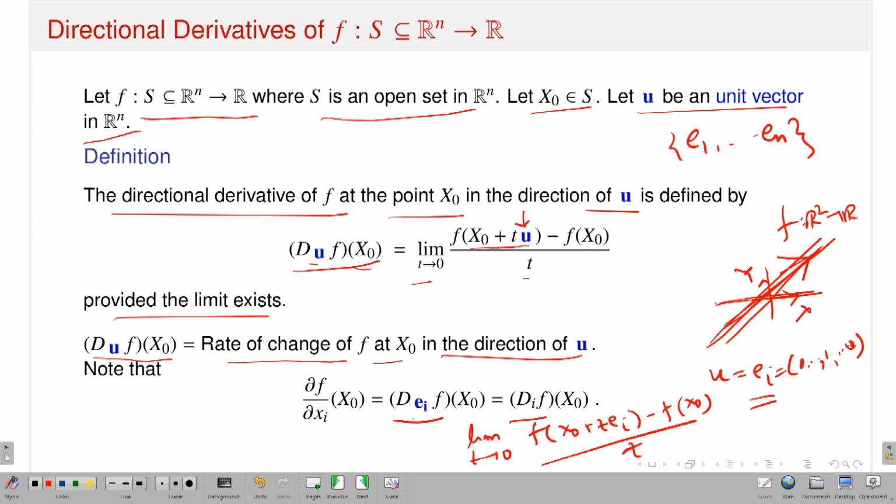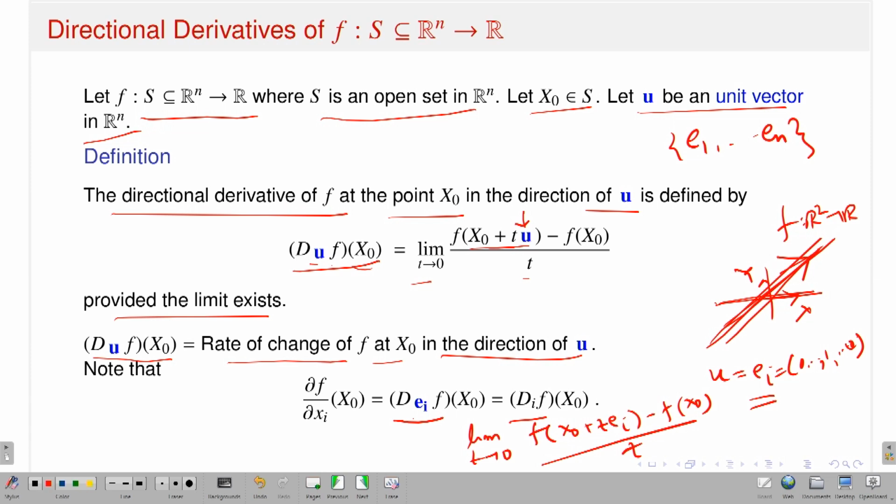So the directional derivative is very general. Once I fix the direction, I am thinking about the changes of the point x naught in that direction. In other words, once I fix the direction, I have fixed a line. Even if my function is defined from R2 to R, since I am talking about the changes only along the line, I am thinking about my function from R to R. Then I perform the derivative like the derivative of R to R functions. That is exactly what I am doing.